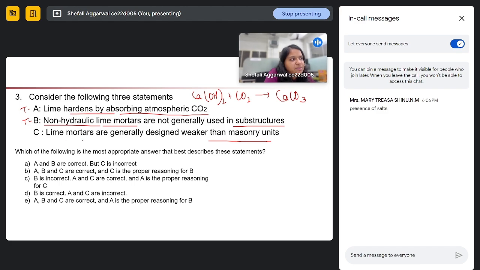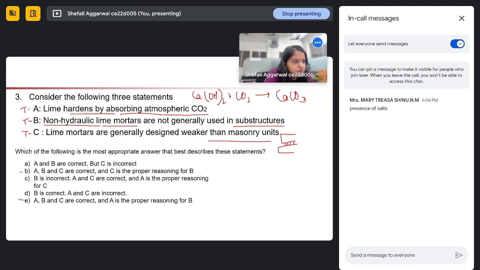Third statement: lime mortars are generally designed weaker than the masonry unit. We have already discussed this. Normally we design our mortar to be weaker than our masonry units so that it can absorb stress, and it also allows movement between the different brick units. So a lime mortar's strength will normally be weaker than the masonry units. So all three statements are true. Okay, so ABC is correct.